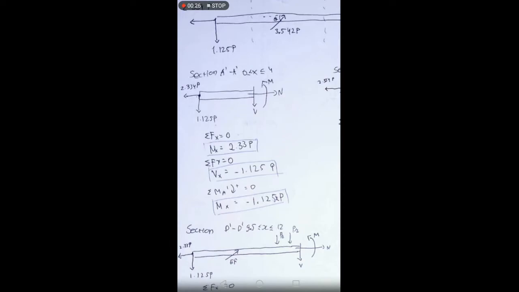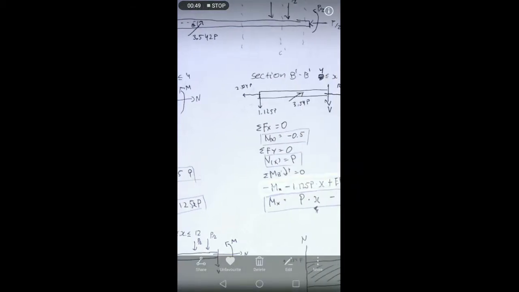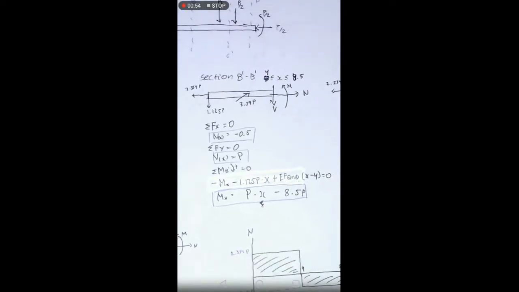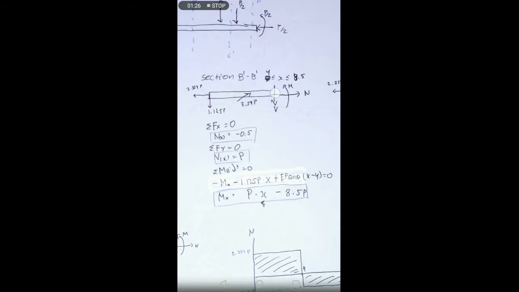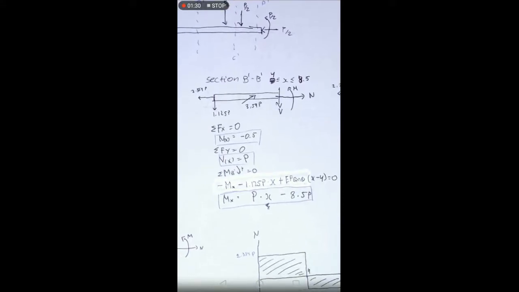Then we use sigma Fx, sigma Fy and sigma moment at this point to find the normal force, the shear force and the moment with respect to x. These are the values. The second section, section B prime, runs from 4 meters to 8.5 meters. The directions of the shear force, the normal force and the moment are the same as previous. Then we use sigma Fx, sigma Fy and sigma moment around this point to find the shear, normal and moment force with respect to x.